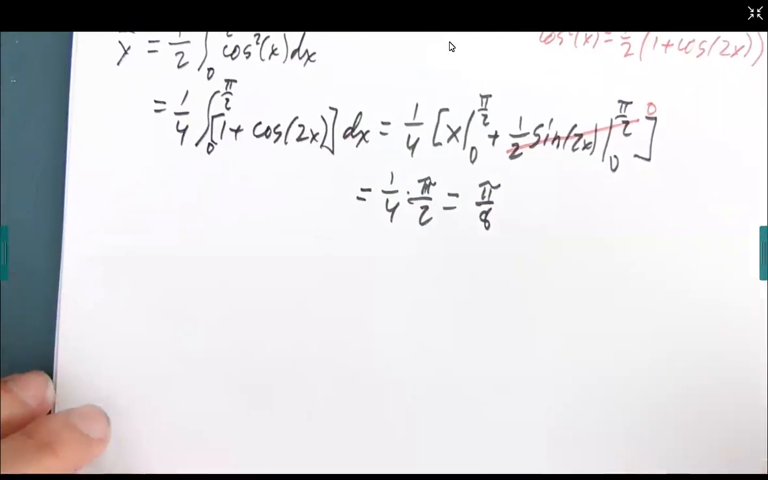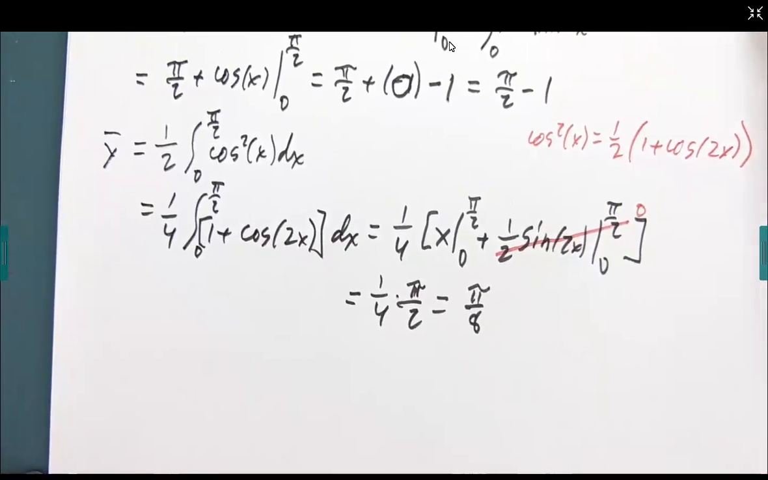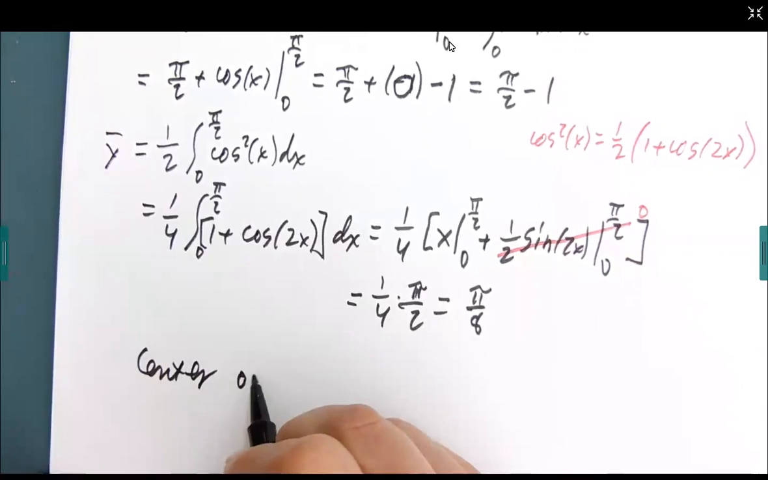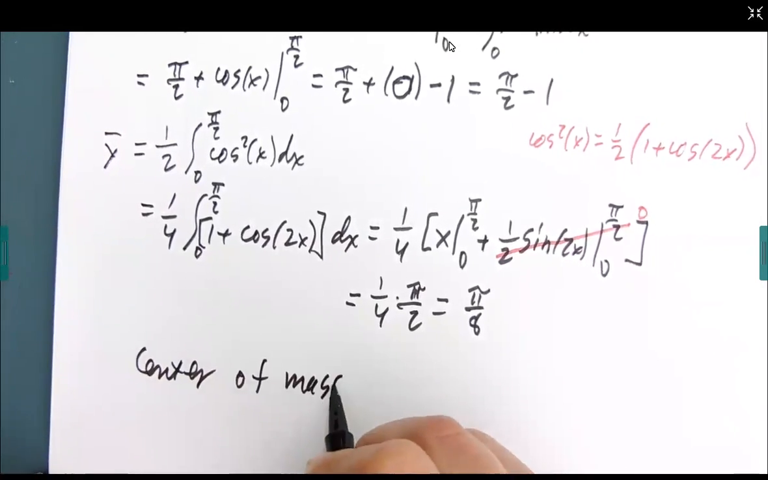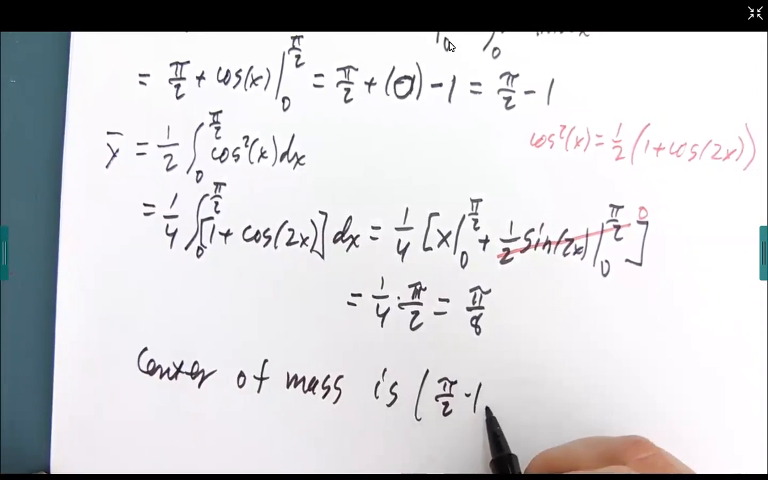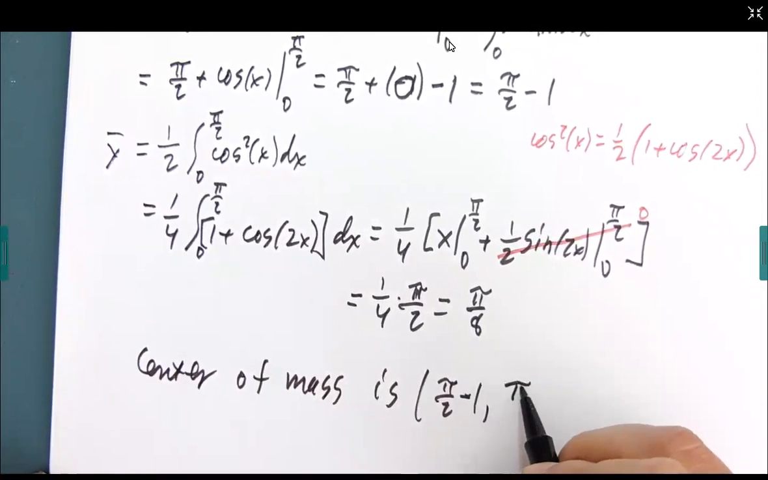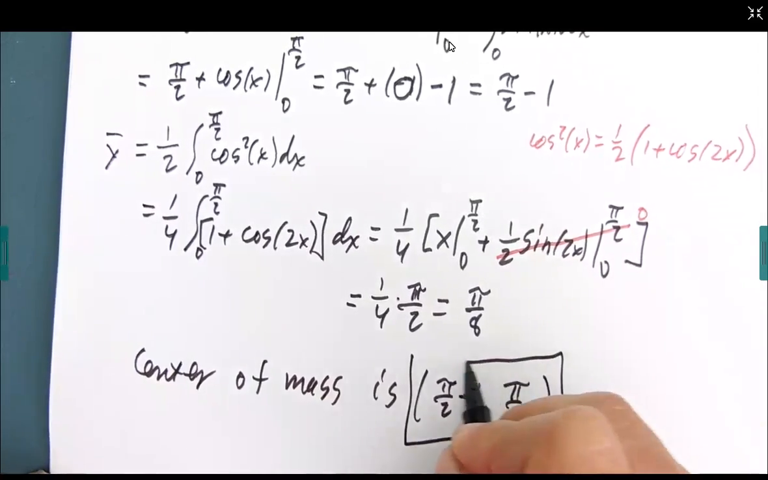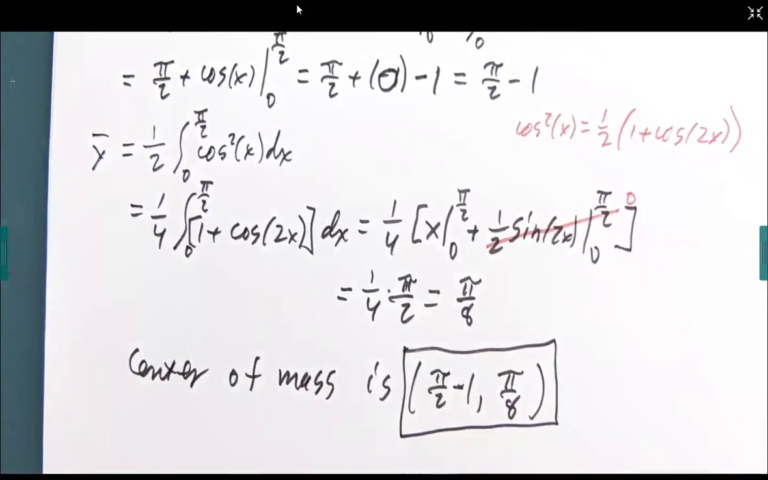So this means that the center of mass is at the coordinates pi over 2 minus 1, comma, pi over 8. And again, you could get a decimal breakdown of that if you wanted to. I hope that was helpful.